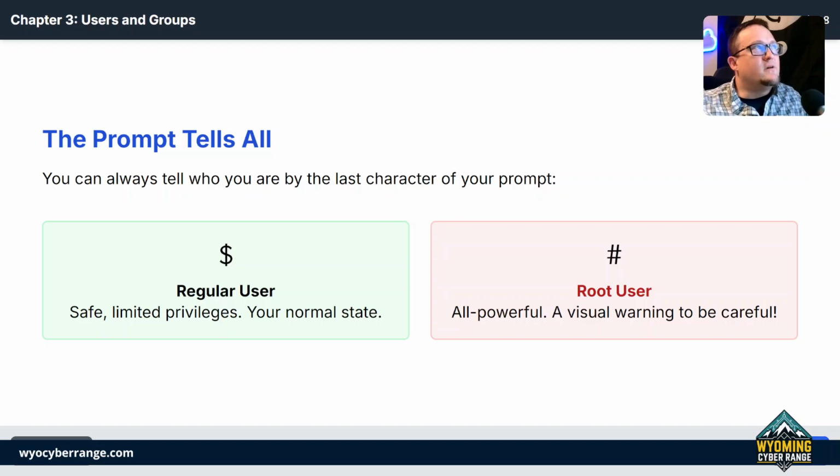Now, how do you remember what type of user you are? Well, it's based off of the prompt. Remember, the $ sign at the end is safe, limited privileges. You cannot do too much to destroy the system. You can make your life trouble. Remember, using rm -r is a very bad command, especially if you're trying to use the all-powerful root user. So if you see the hashtag at the end of your prompt, you are root, you can do anything, including making your life a living hell.